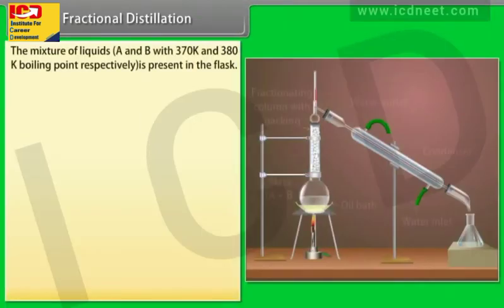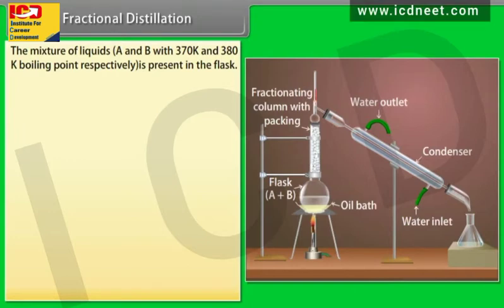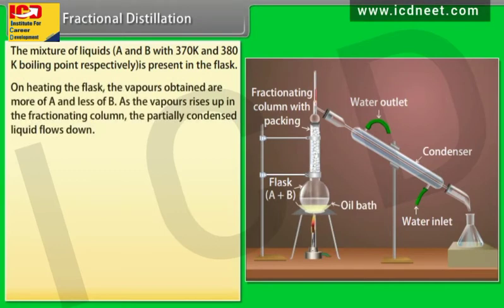The mixture of liquids A and B with 370 Kelvin and 380 Kelvin respectively boiling points is present in the flask. On heating the flask, the vapors obtained are more of A and less of B. As the vapors rise up in the fractionating column, the partially condensed liquid flows down.